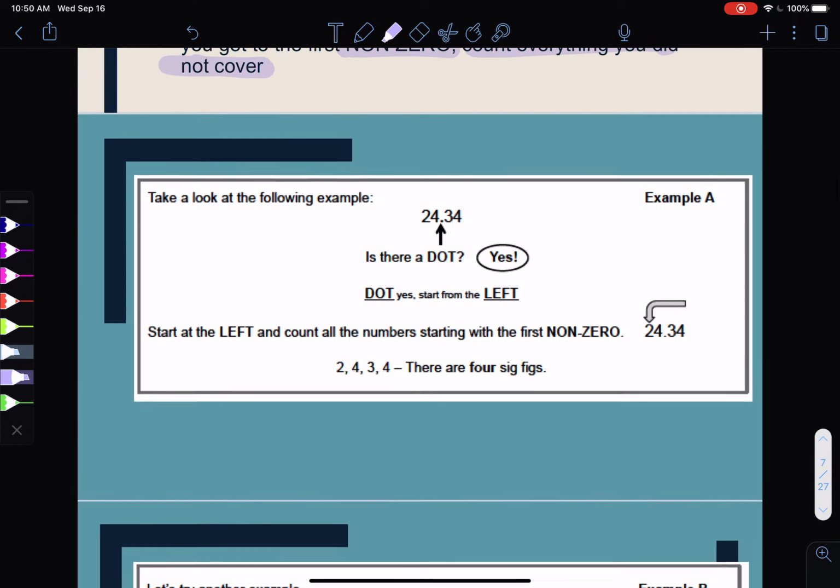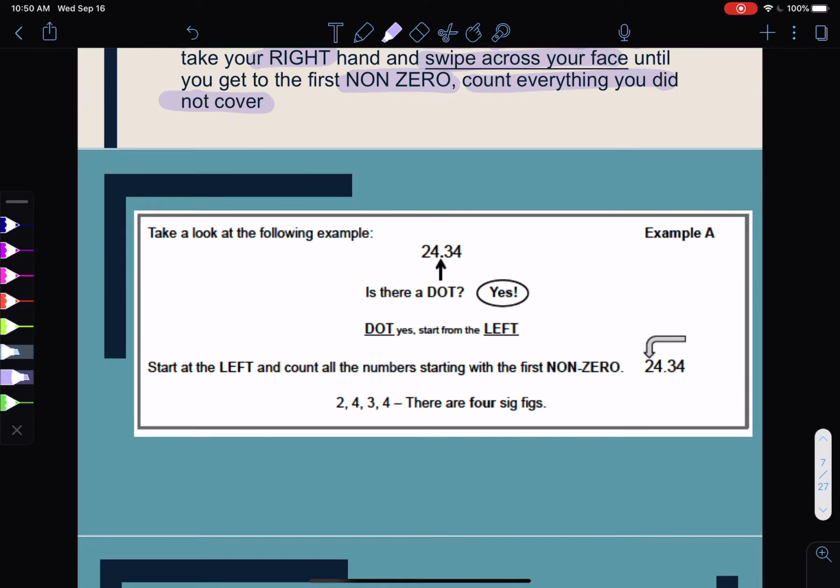So let's look at this. So here's the first one. Does this one have a dot? Yes, right there you see it has a decimal. So what you're going to do is you're going to take your left hand and swipe across the screen until you get to the first non-zero. Well, you have to stop right here because 2 is not a 0. And so you did not cover anything up. So everything you did not cover counts. So all of these count. So I have 1, 2, 3, 4. I have 4 sig figs.